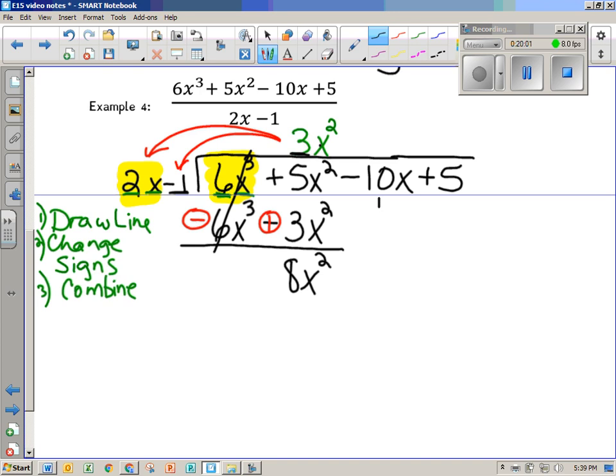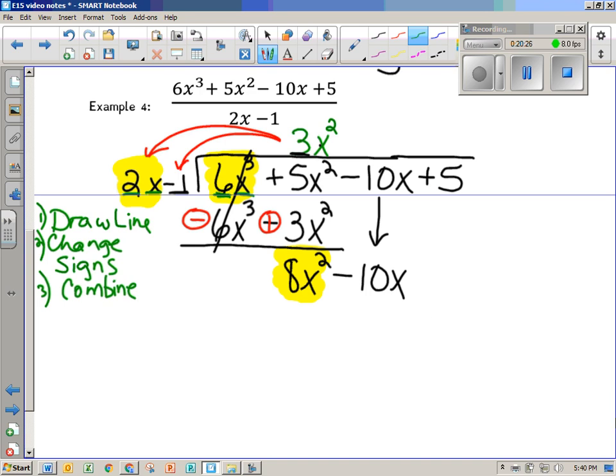Now you bring down, and you just start the process over. Let's highlight again. So we're going to divide 2x squared into 8x squared. Same exact process that we just did.